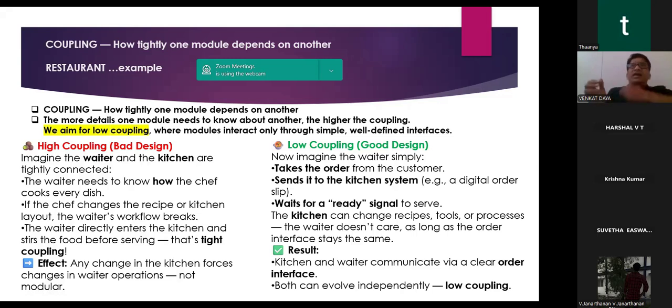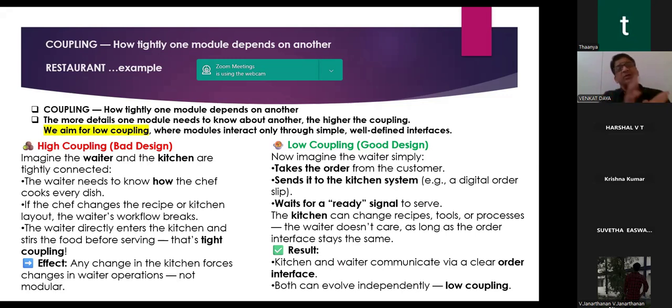So basically he has to go all the way, give the instruction, take that, if a customer wants something, right? So it's a very, very bad design, right? Any change in the kitchen forces a change in the waiter operation. He makes some changes, then he has to come again and do that. So it is not modular. It is very, very bad design.